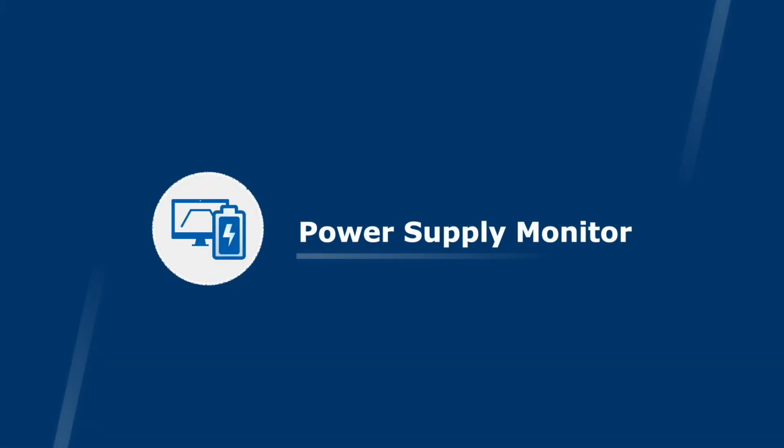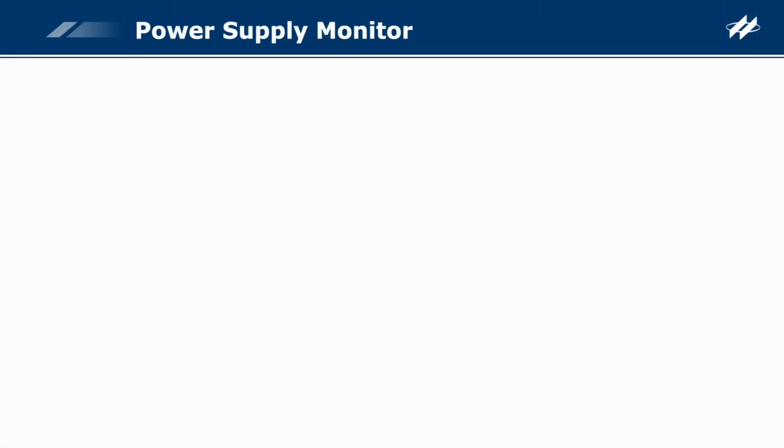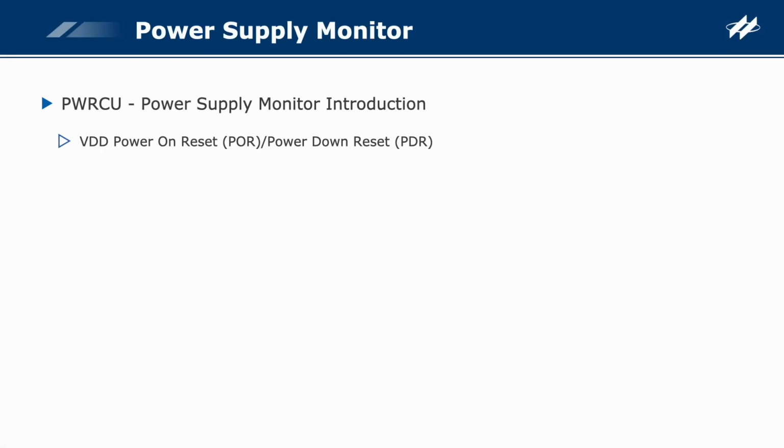Part 3, Power Supply Monitor. By detecting the external VDD voltage, the PWRCU Power Supply Monitor provides the power monitoring, reset and power down emergency handling functions to ensure the system reliable operation.